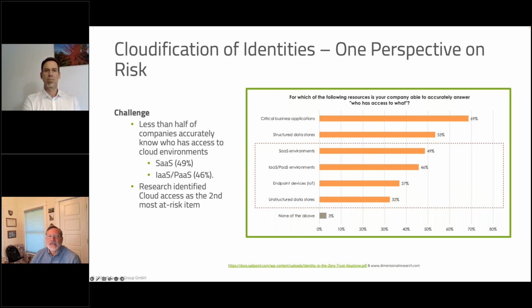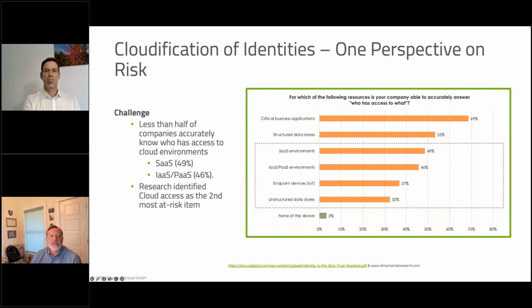Structured data stores, again, 53%, half of the organization knows where their data is stored and who has access to it and are able to identify that. And that's not a good number. And then it degrades from there. And so if you look at it, for software as a service, 49%, infrastructure or platform as a service, 46% have control over it. So that is a huge number. That's lots of risk.